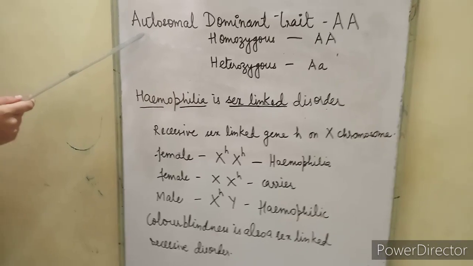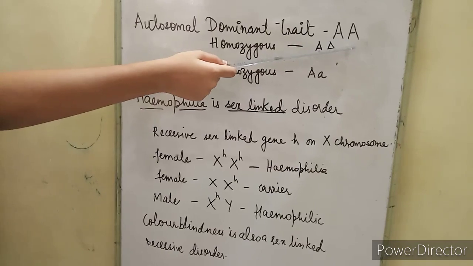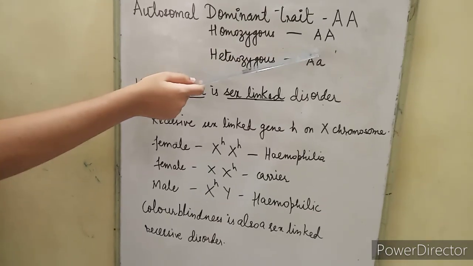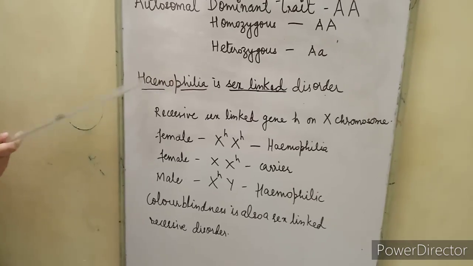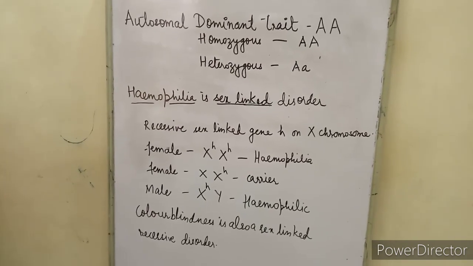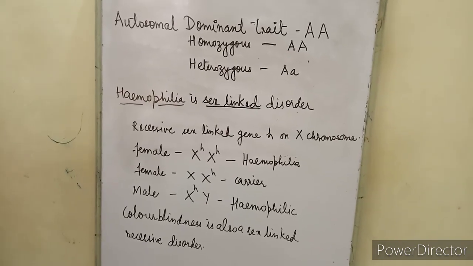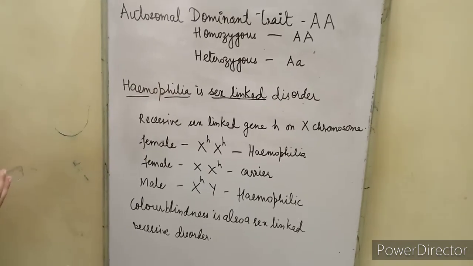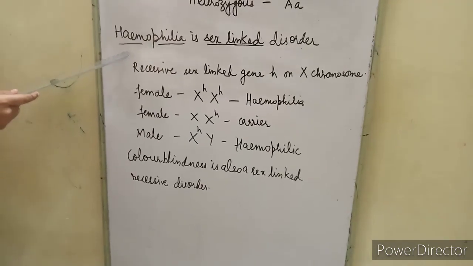Now we have seen two traits which are autosomal dominant traits, shown as two capital A, the homozygous, or the heterozygous one capital A and one small a. This indicates the autosomal dominant trait which was seen in the rolling tongue as well as in the widow's peak. Now we will see whether the trait is sex-linked recessive. So what will be the condition? There are two diseases. One is hemophilia and the other is color blindness.